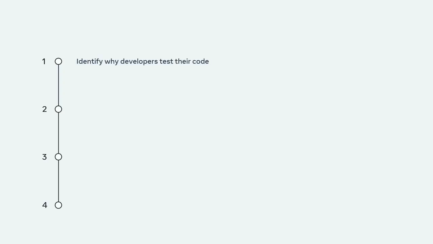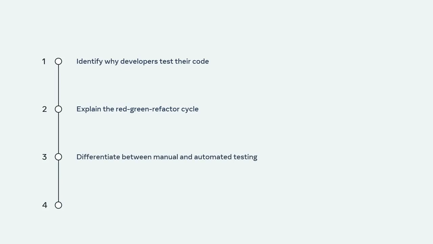By the end of this video, you'll be able to identify the various reasons why a developer would want to test their code, explain how the red-green refactor cycle relates to testing, differentiate between manual and automated testing, and demonstrate an understanding of unit testing. So how do web developers test their code?